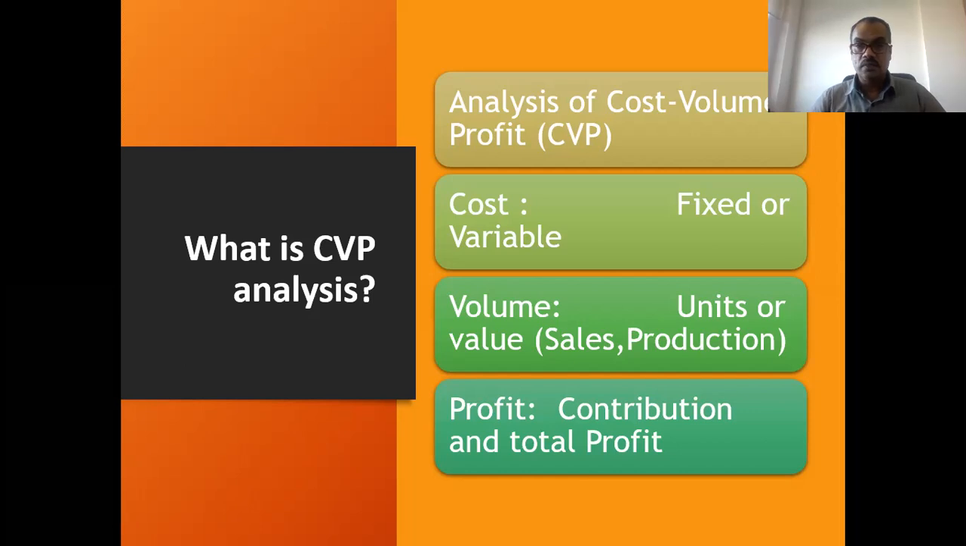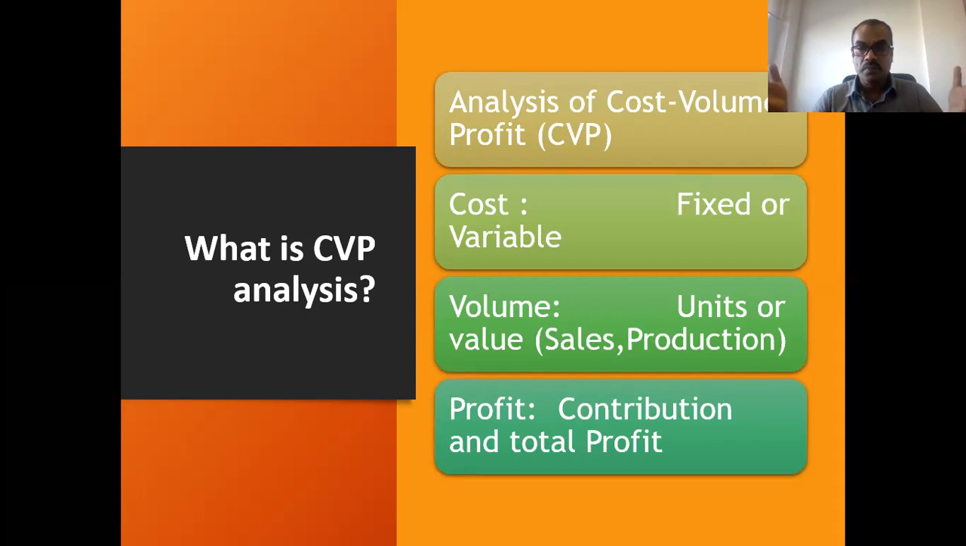Cost has its own meaning; you know what it is. But here we deal with only two types of cost, either fixed cost or variable cost. We are not going to classify costs in any other forms. Therefore, in a way, it is a bit easy, isn't it? Because costs are not going to be classified in any other different ways.